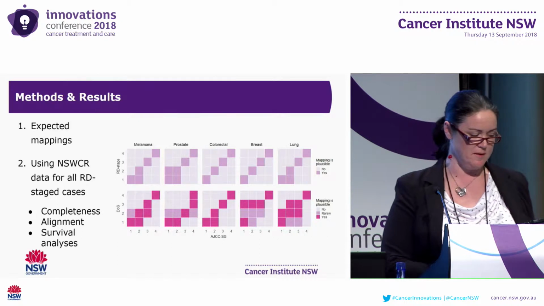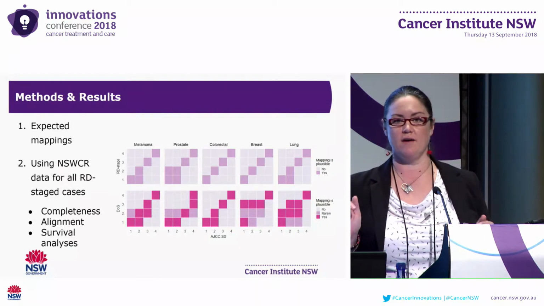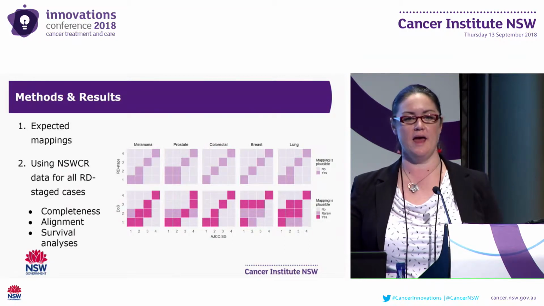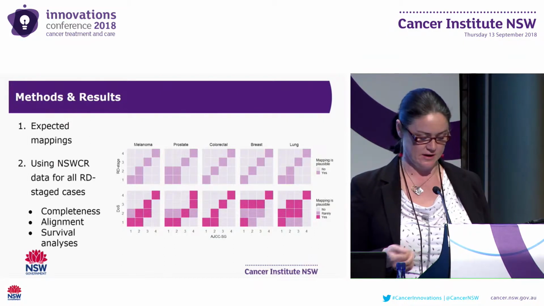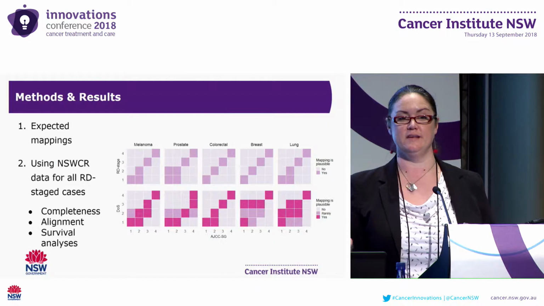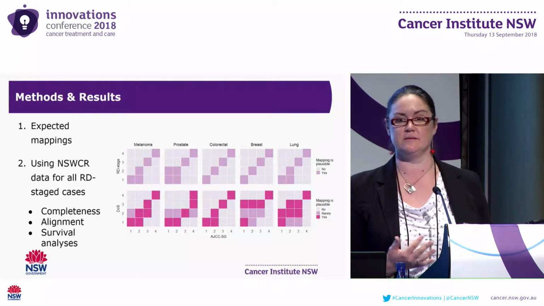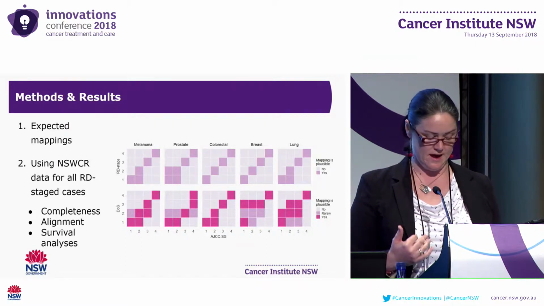So we put together some expected mappings. We looked at both registry-derived stage and degree of spread and how well they agreed with the gold standard T&M staging. You can see here that for colorectal, for example, we found that all 3 staging systems have a near linear alignment. They're almost exactly the same.